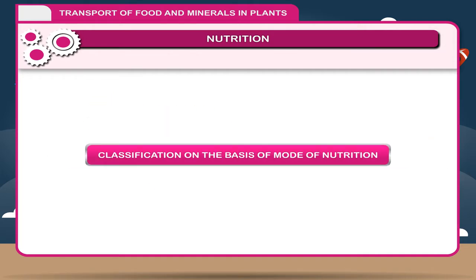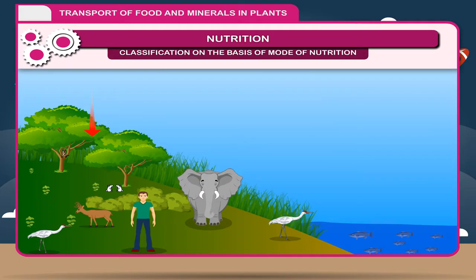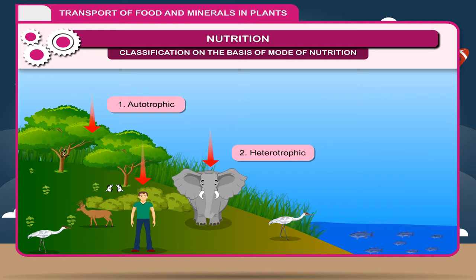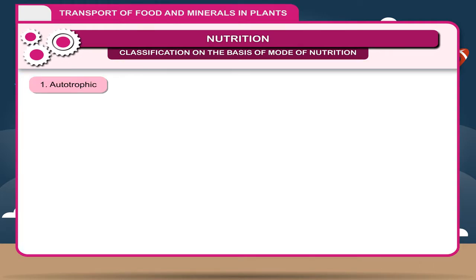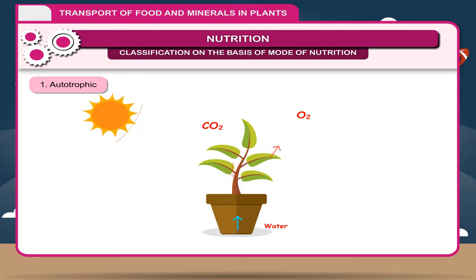Classification on the basis of mode of nutrition. Green plants prepare their own food material. Humans and animals do not prepare their own food, but depend upon plants. Thus, on the basis of mode of nutrition, living organisms may be divided into two: 1. Autotrophic. 2. Heterotrophic. Autotrophic nutrition. The organisms which prepare their own food are called autotrophs. Auto, self; trophic, food. And this type of nutrition is called autotrophic nutrition.